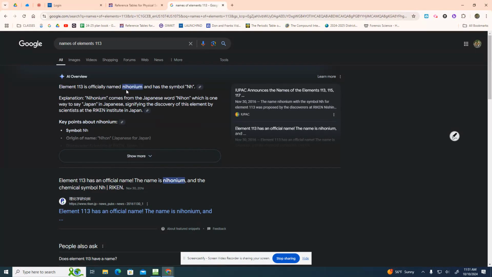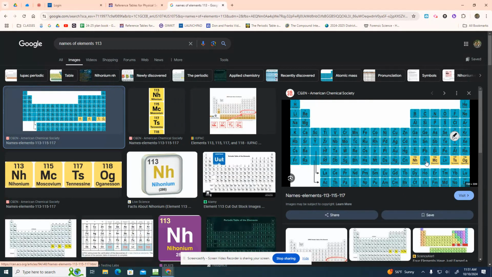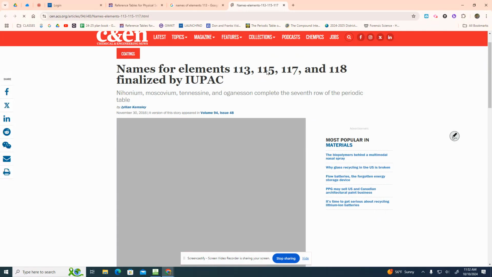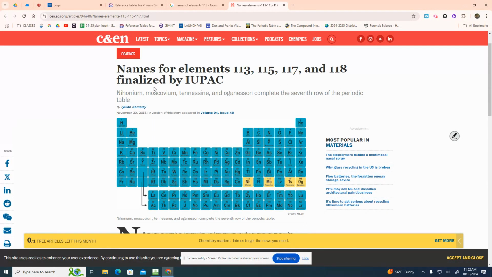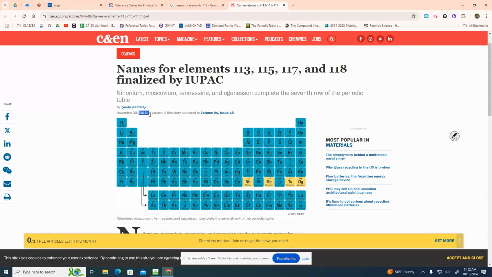So 113 is now called nihonium with the symbol NH. Let's see if we can find it. Nihonium. Let's see. 113, 115, 117, and 118 names are finalized by the IUPAC: nihonium, moscovium, tennessine, and oganesson complete the 7th row of the periodic table. Does it say when this was? 2016. Your reference tables are the 2011 version. That's why there's no name on them.